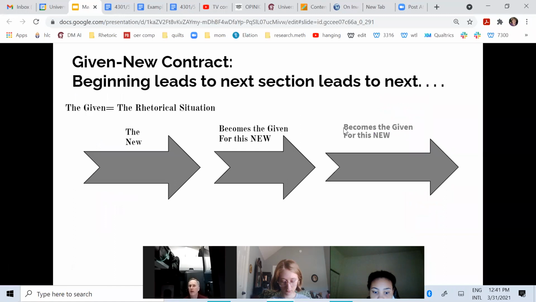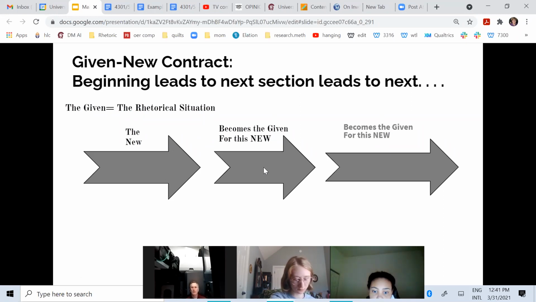And the other diagram I showed was the given-new contract, which is really a linguistic concept, but I think it's extremely helpful in thinking about an overall rhetorical concept. And that is that the rhetorical situation is the given in any particular piece of rhetoric. And then when you introduce the beginning of something, it is now new, but it needs to connect somehow back to the given. Now, once something is introduced, it becomes the given for the next new thing.